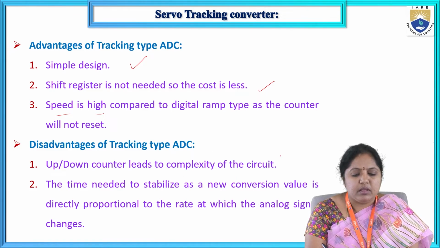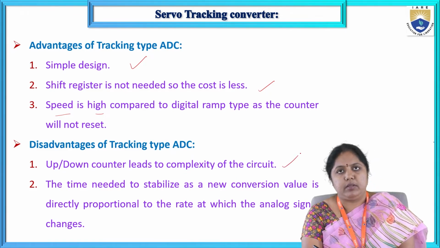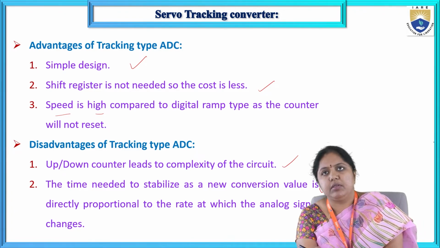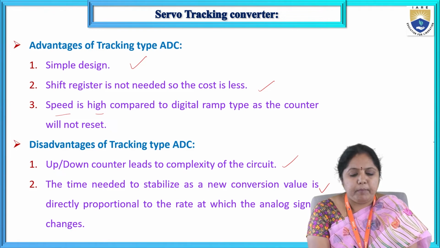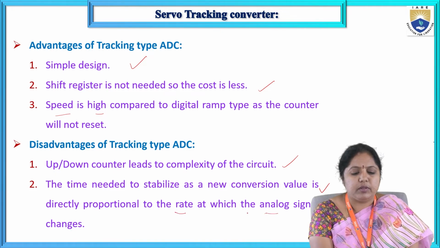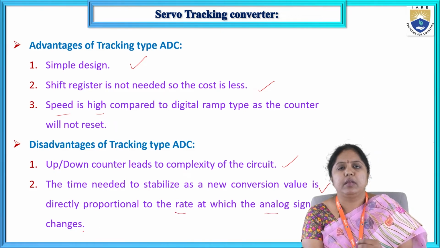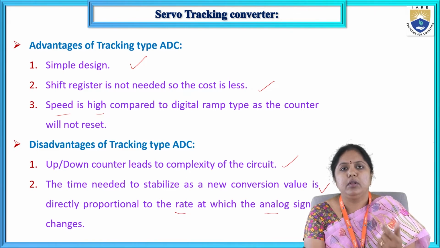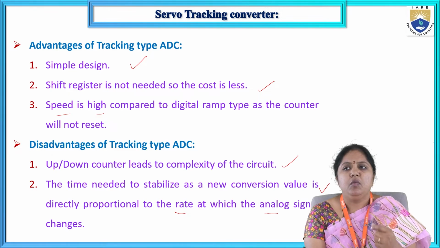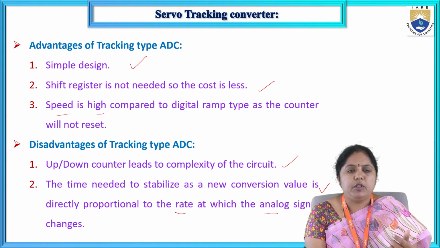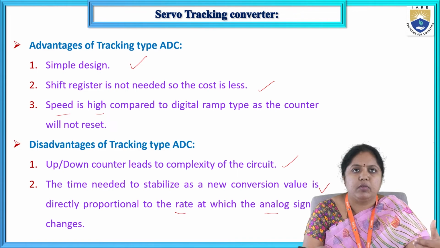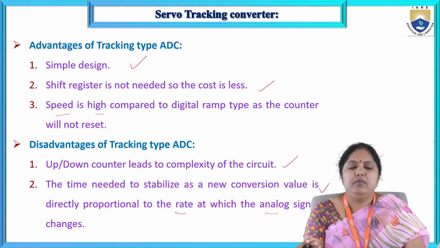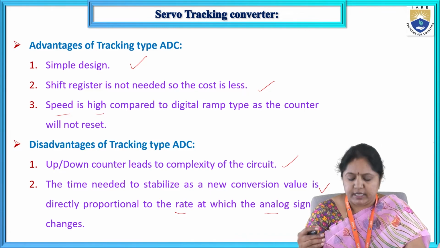Next, the up-down counter is a little bit more complex compared to the previous model. And the conversion time is proportional to the analog input signal rate. Suppose the analog input signal is coming very slowly, then the analog to digital conversion process will also be done very slowly. If the conversion process is very fast, at that time I will get the digital output faster.